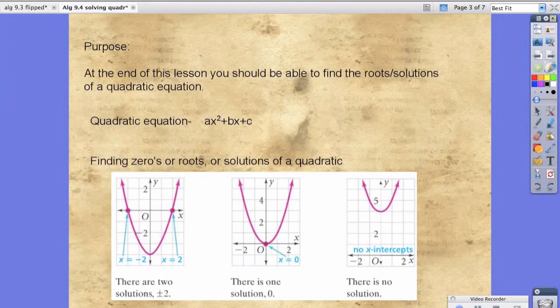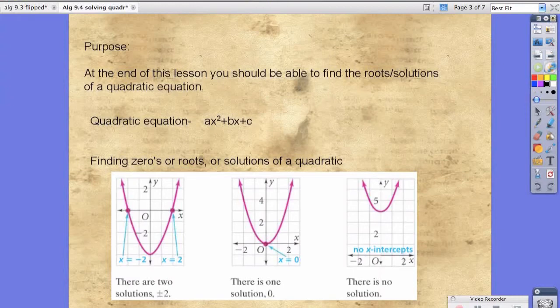Now, if you look at the picture below, it gives us 3 different graphs. The first graph on the left shows that it intersects or crosses the x-axis twice. Crosses at -2 and 2. So in this instance, your zeros or your roots or your solutions are at 2 and -2. In the middle graph, it crosses the graph once. So we say that it has one solution and it's at 0. For the third picture on the right, notice how it does not cross the x-axis at all. It has no x-intercepts, therefore there is no solution.